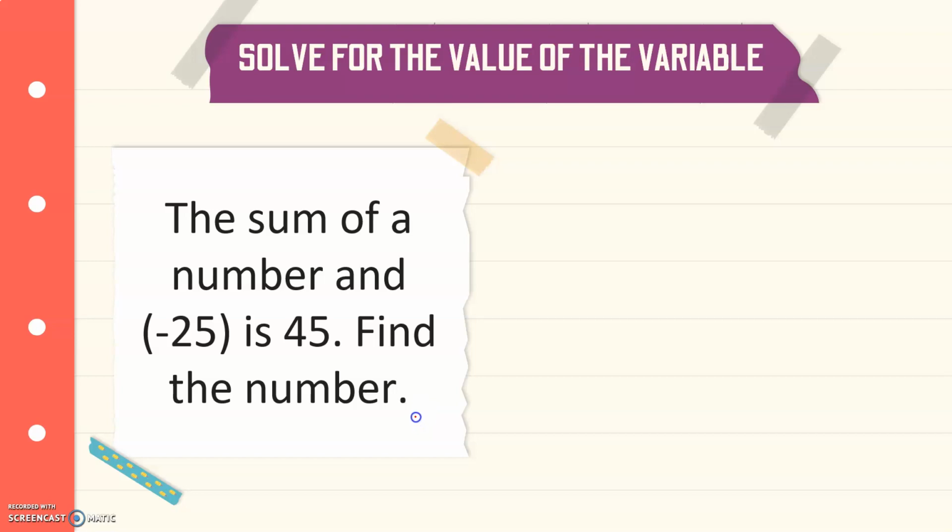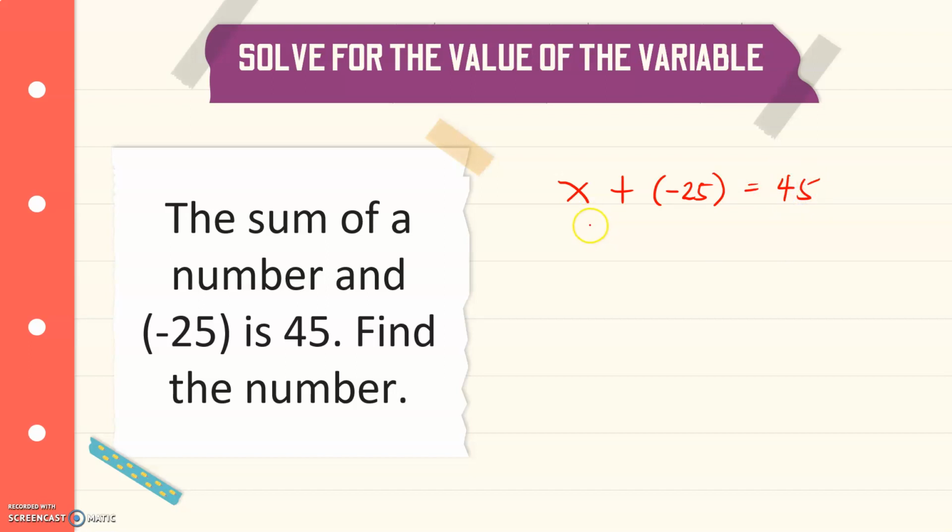So, recalling what you learned from our previous lesson, let us translate the sum of a number and negative 25 is 45 into an algebraic equation. And we'll have, let's represent that unknown number as x. Then the sum means we'll be adding that number and negative 25. And if we do that, the answer will be 45.